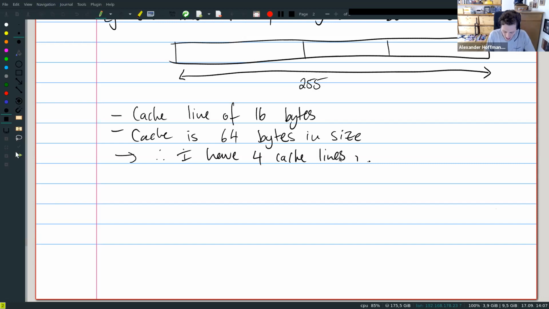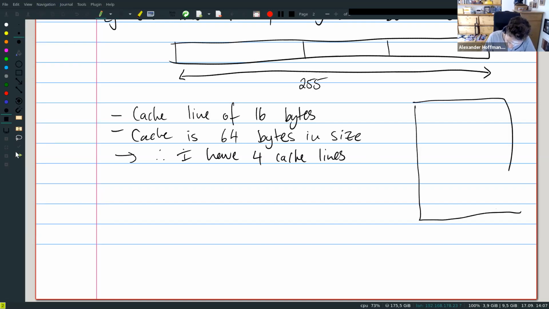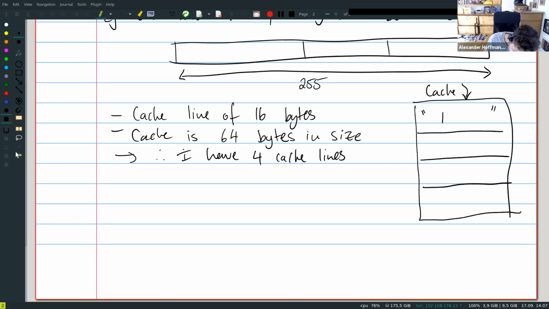So if we think about how my cache looks on silicon, I literally just have a block of memory. This is my cache, divided into 4 chunks. These are each 16 bytes, totaling 64 bytes.